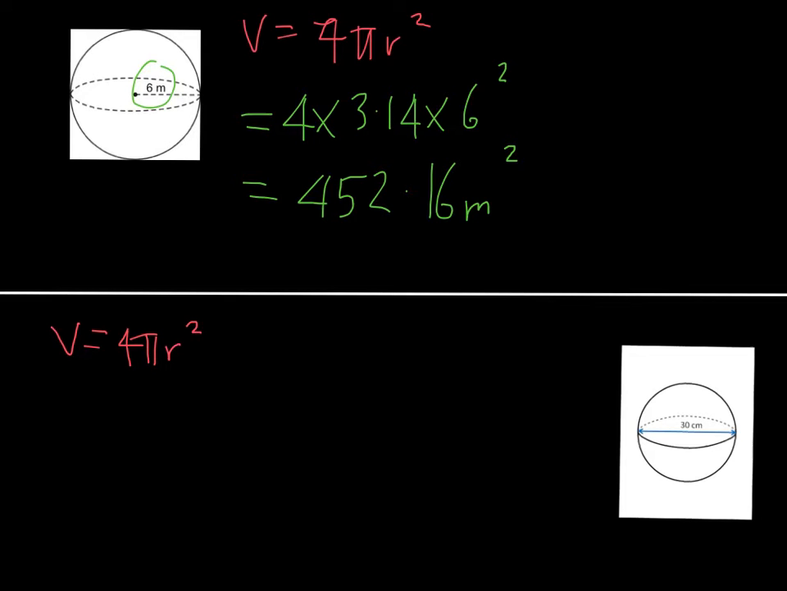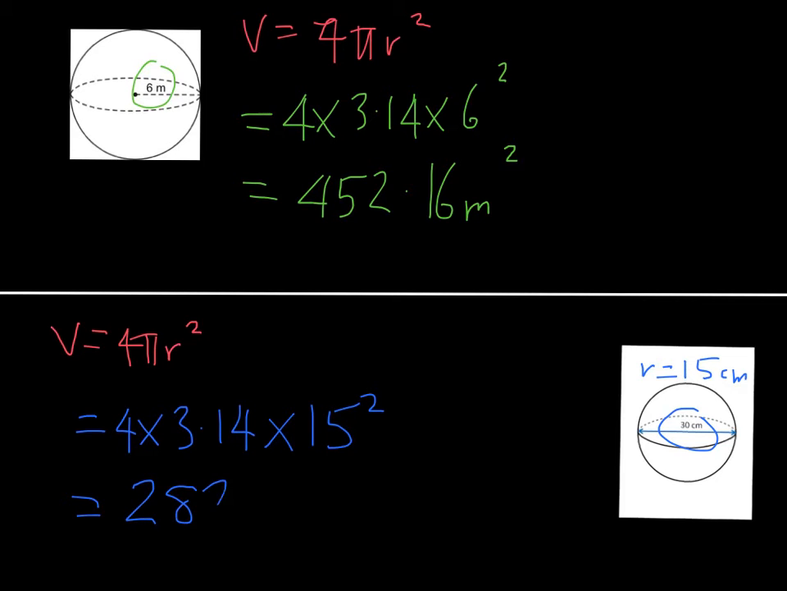With the second one, you can see that we are given the diameter, so turn it into a radius, 15 centimeters. Then we can put it into the formula, 4 pi r squared, so 4 times pi times the radius squared. Then use my calculator, 4 times 3.14 times 15 times 15 is equal to 2,826. It is centimeters and it is squared. Surface area, a measure of square units.